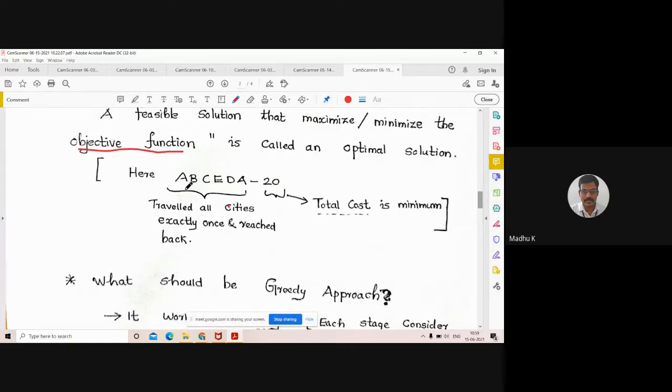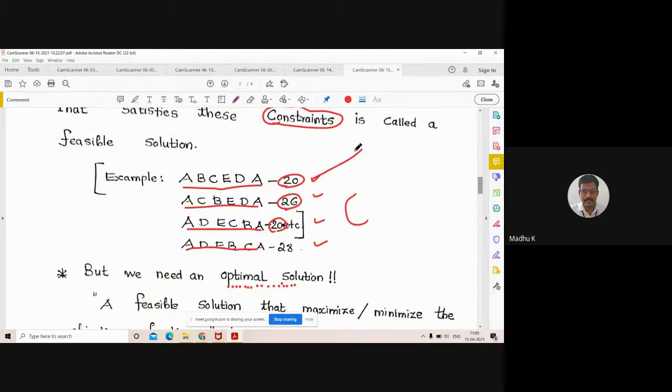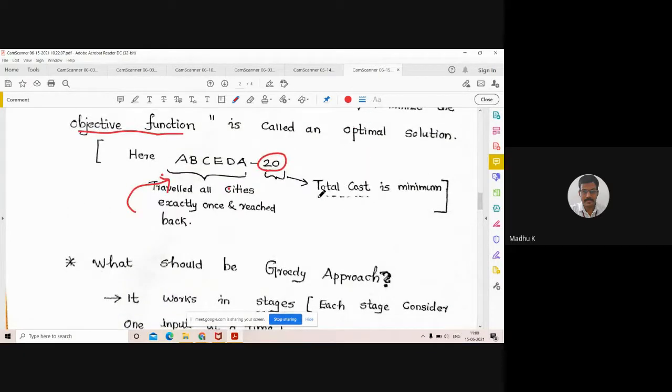For example, in this case, A, B, C, E, D, A is a solution that satisfies the constraint. And the total cost taken is 20. This is the objective function. Then from this set of solutions, this is the minimum cost solution. So this will be the optimal solution. Why? Because the total cost is minimum in this case. So this is about the optimal solution.